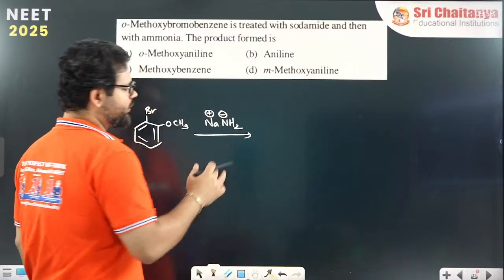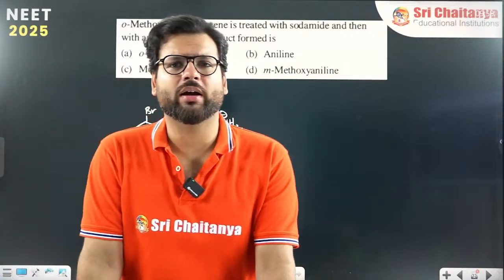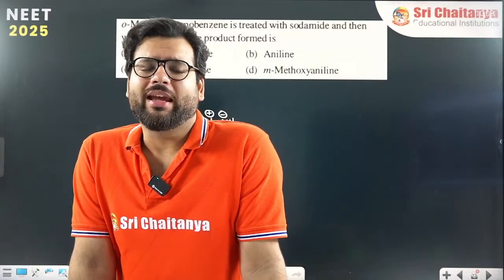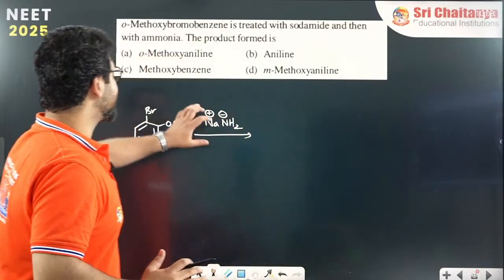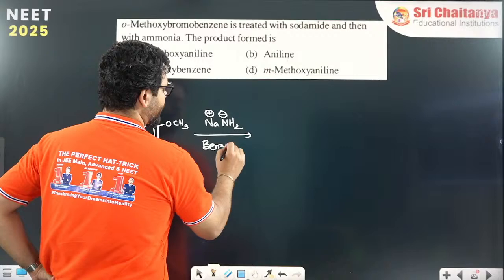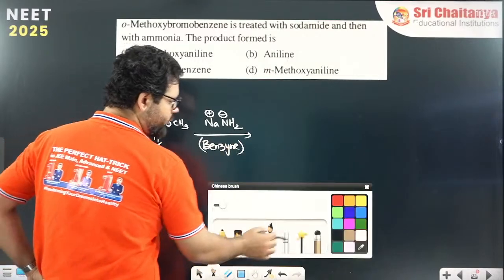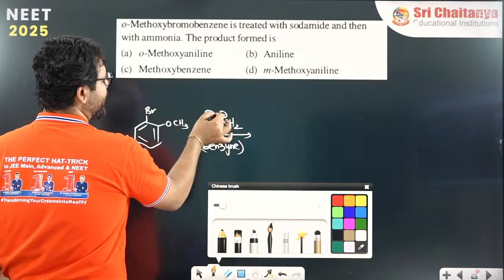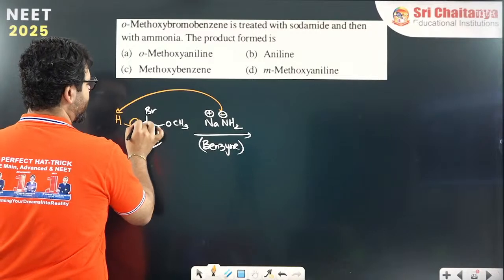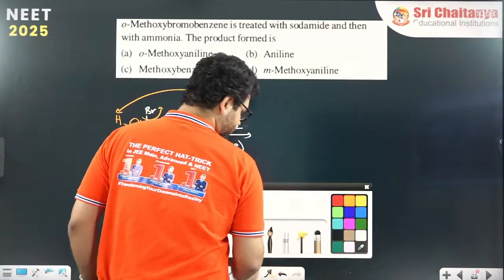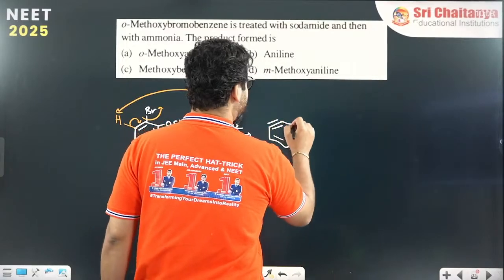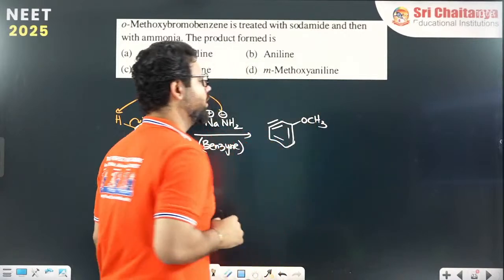Whenever you take haloarenes, chlorobenzene and all, if they have an electron donating group attached on the ring, then the reaction occurs by the benzyne mechanism. So first, NH2 minus attacks the beta proton and takes it out and makes a benzyne intermediate, which is benzene with one triple bond, which looks like this. The intermediate will form.